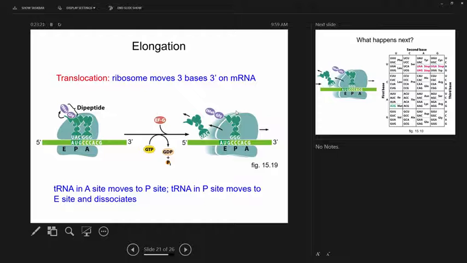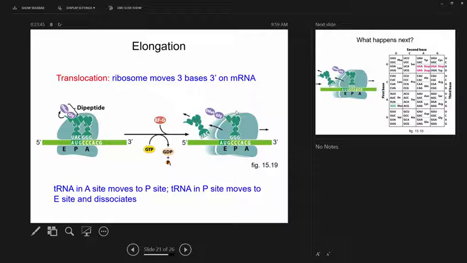And now the transfer RNA that brought in the next amino acid, so it used to have just glycine, now it's got glycine at the C-terminus and the whole rest of the peptide up here is now in the P site, the peptidyl tRNA site, and we're ready for the cycle to start again.